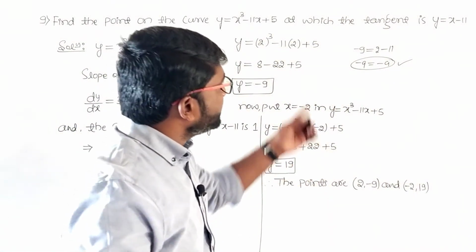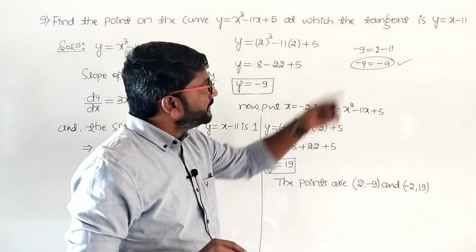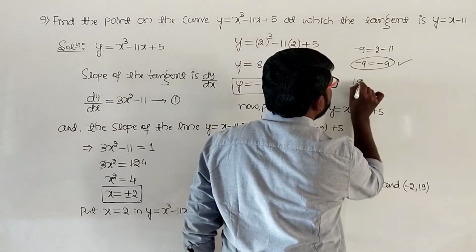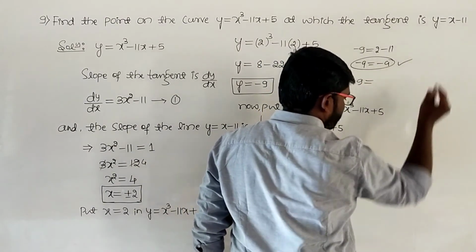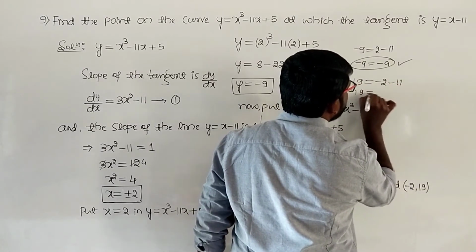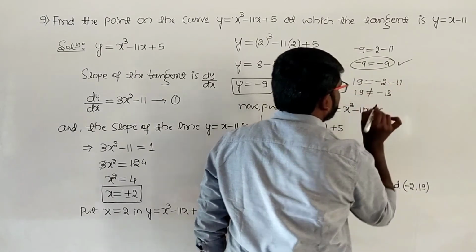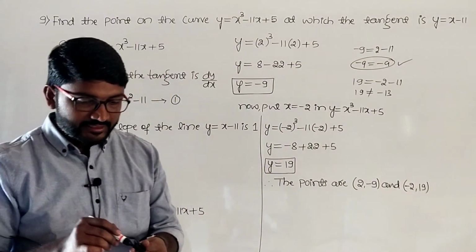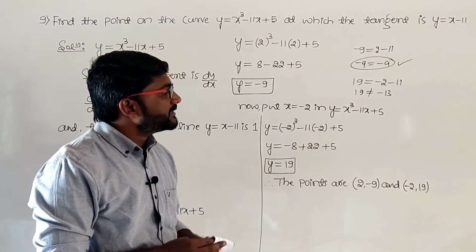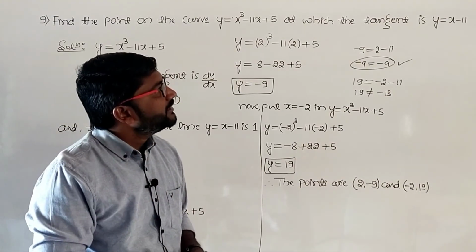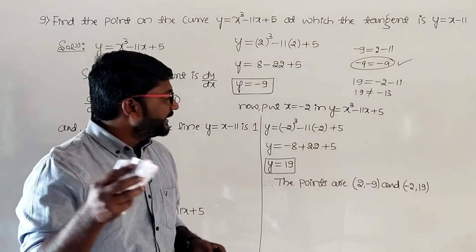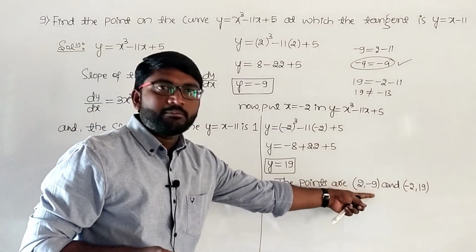Then we will have to check the second point. Y is 19, and 19 equal to x, that is minus 2, minus 11. So 19 is equal to minus 13. Actually 19 is not equal to minus 13. That means the second point, minus 2 comma 19, does not satisfy the equation y equal to x minus 11. Therefore the only required point is 2 comma minus 9.